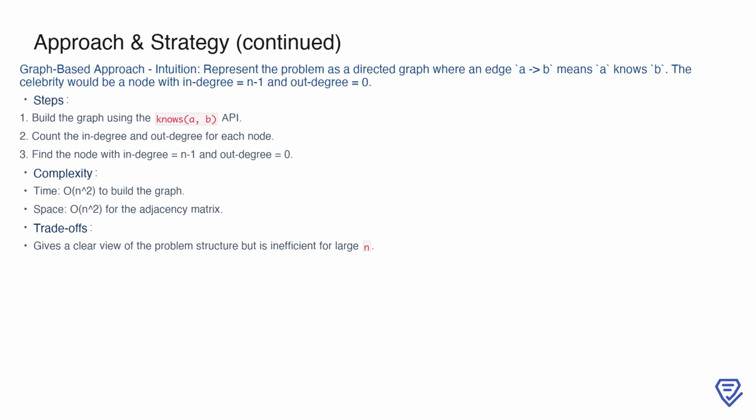While this approach provides a clear visualization of the problem, it has significant downsides. The time complexity is O(n squared) because of the graph construction, and it requires O(n squared) space for the adjacency matrix. These trade-offs make it less practical for large inputs, especially when compared to the optimized approach.